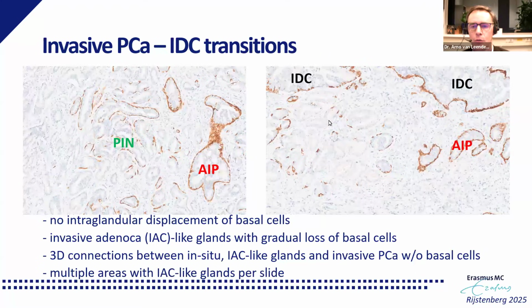And the farther you go from IDC or the precursor lesions, in the end you will lose the basal cell layer. For instance, look at these glands: they look invasive on H&E, but they have some basal cells, and the basal cells are lost the farther you go away from the in situ lesion. And I think that's quite difficult to explain if an invasive lesion is growing back into the duct system.